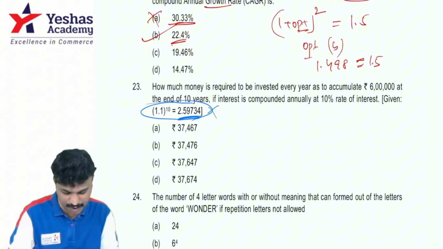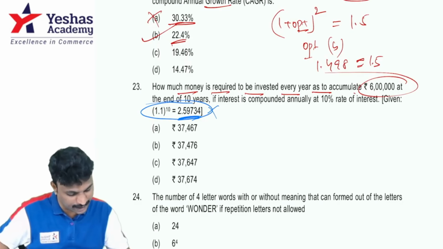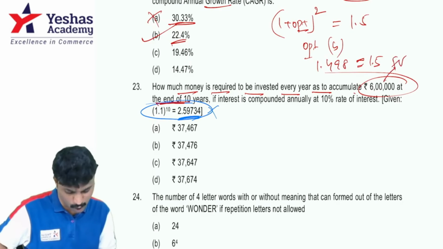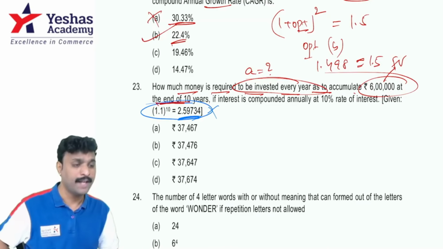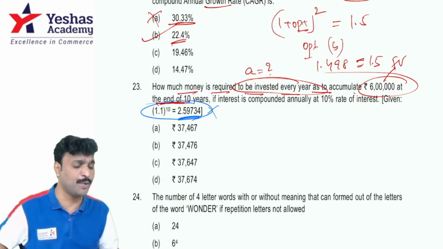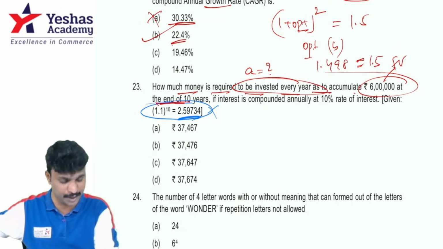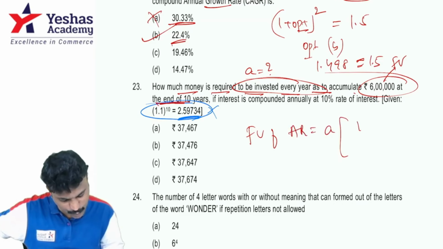Guys, 23rd question: how much money is required to be invested every year so as to accumulate 6 lakh? That means it's a future value, because they have said at the end of 10 years. How much is required to be invested every year? That means a value they are asking us to find. So is it regular or due? Definitely annuity regular, because they have not said at the end of each year or at the beginning of each year. So it is FV of AR. So what's the formula? A into (1 plus i) whole power n minus 1, divided by i.